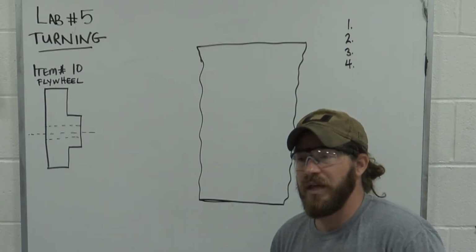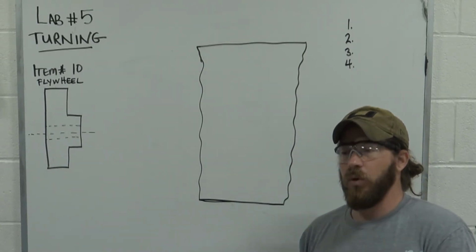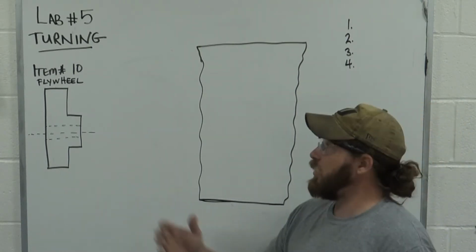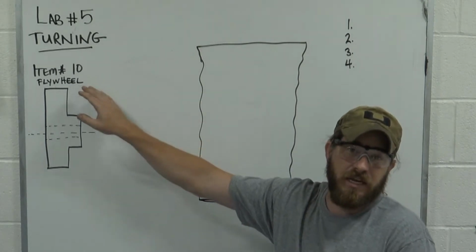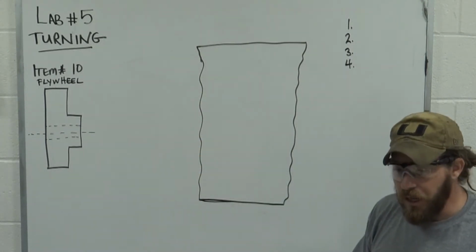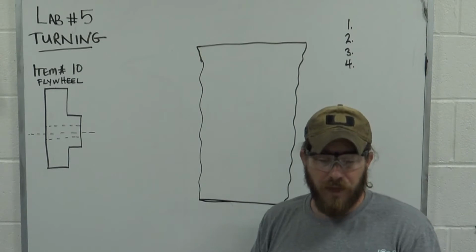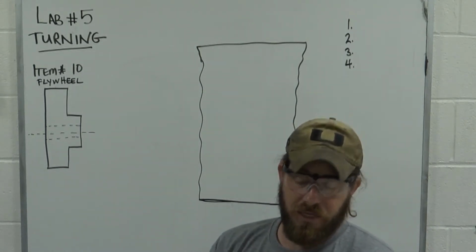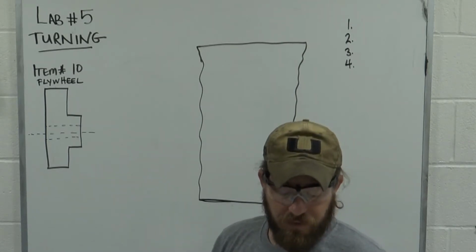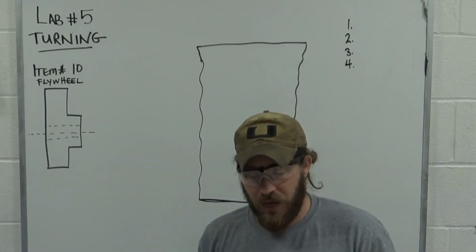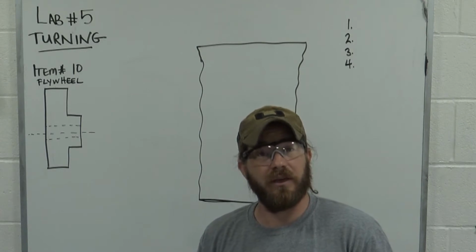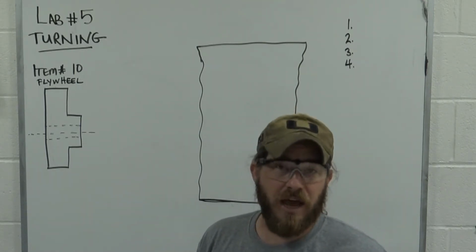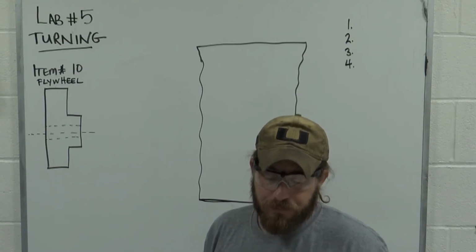So let's go over this. I'm going to try to give you a step-by-step on how to make part number 10, or item number 10. It's the flywheel. Please pull that drawing out right now. I'm going to reference it quite a bit here. I don't really have enough room on my board to give you every dimension, so you're going to have to follow along with me.